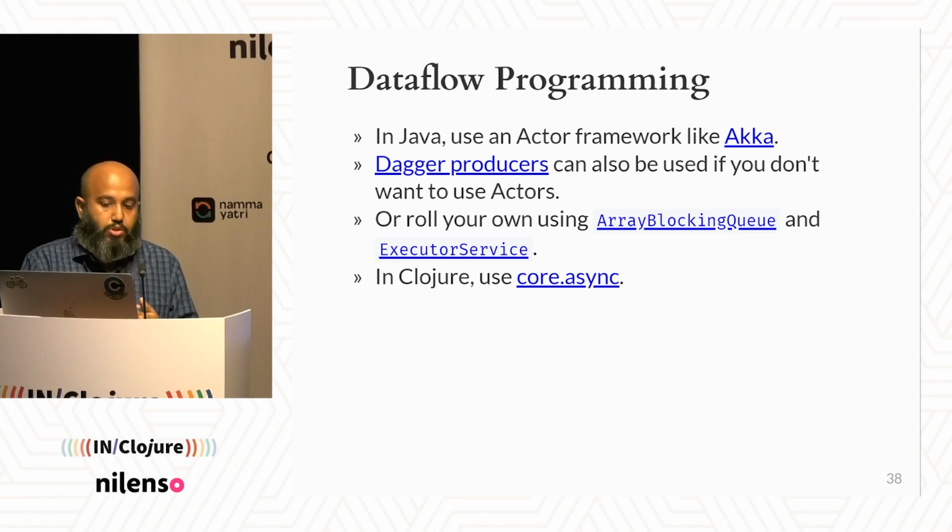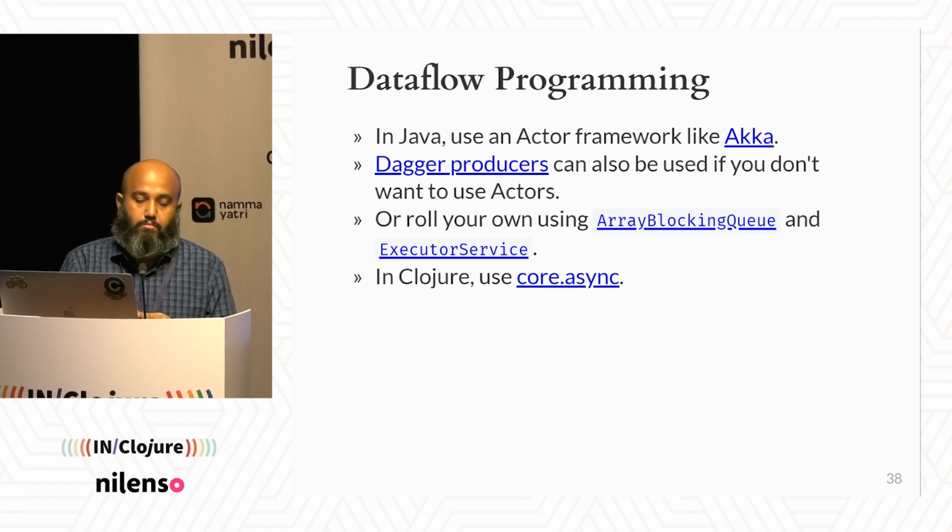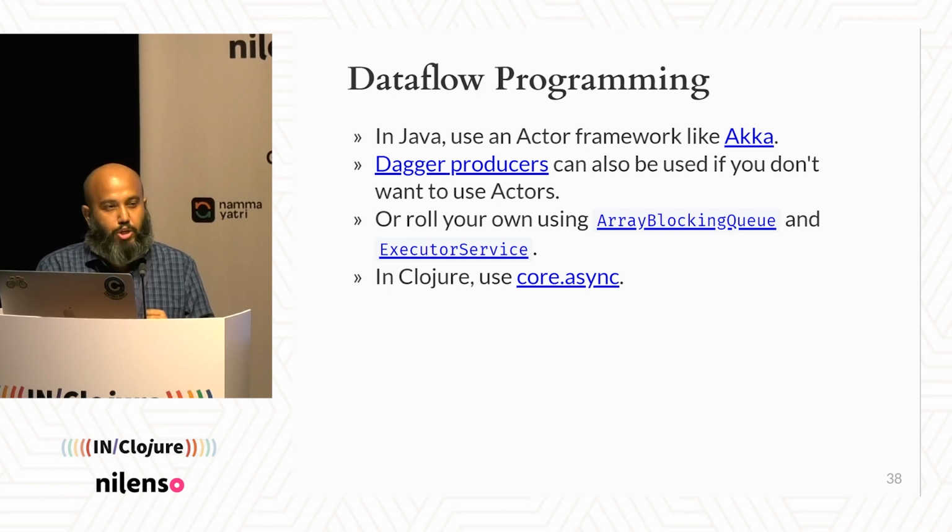In Java, you would use an actor library, maybe like Akka, right? Or you can use Dagger producers, which can also be used for data flow programming. It's more of a graph computation kind of thing. You can create your own using ArrayBlockingQueue or ExecutorService, stuff like that, right? And I've done that by myself when these libraries did not exist.